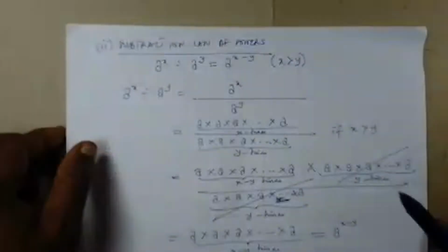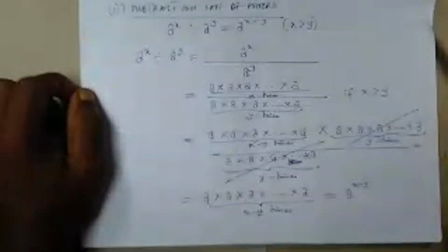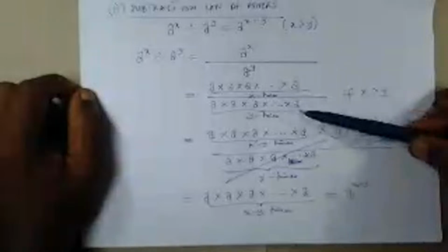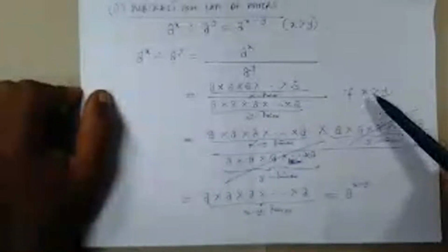Now that means that you can write a raised to power x divided by a raised to power y as a raised to power x all over a raised to power y. You can do that, and once you get that done, you could now bring the expanded notation for each of them in the numerator and denominator. So a raised to power x means multiplying a by itself x times, and I'll put that in my numerator. a raised to power y means multiplying a by itself y times, I'll put that in my denominator. So I will now put this condition that this is true if x is greater than y.